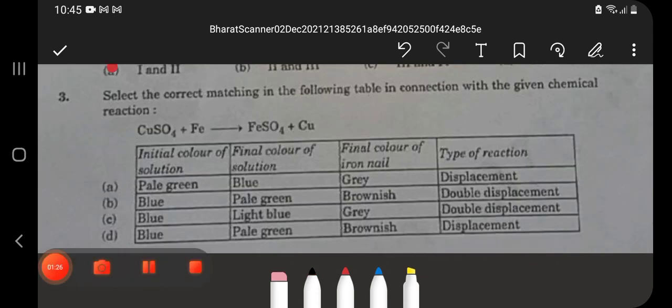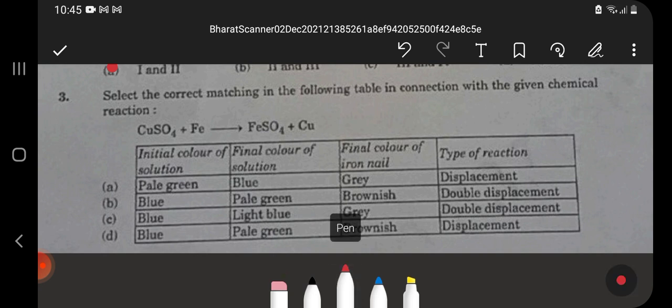Third question. Select the correct matching in the following table in connection with the given chemical reaction: CuSO4 plus Fe gives FeSO4 plus Cu. The correct answer is D: blue, pale green, brown is displacement.